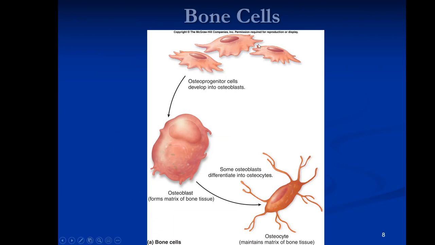And so the flow would look like this. So osteoprogenitor becomes osteoblast, which makes the bone. Then when they get trapped in their secretions, they're now called osteocytes. Notice the structure of an osteocyte. It has these little extensions. These are important.